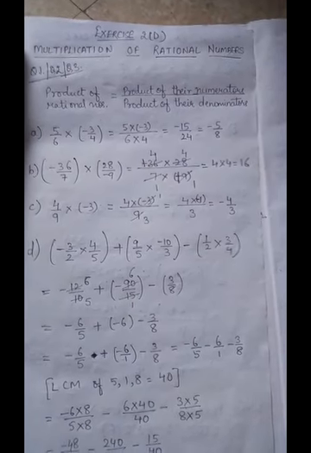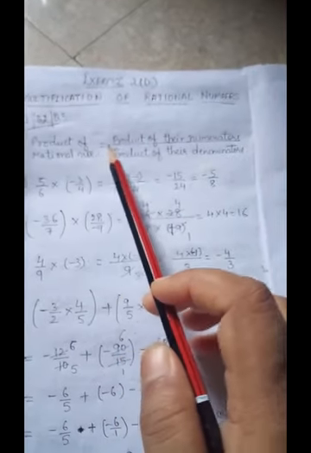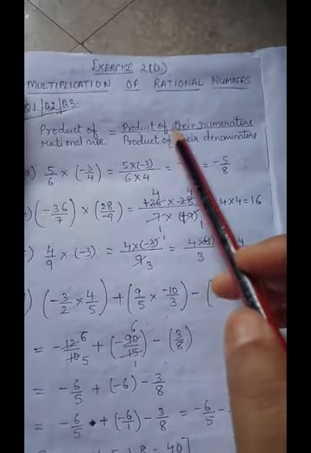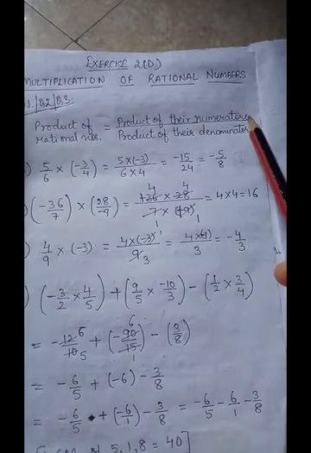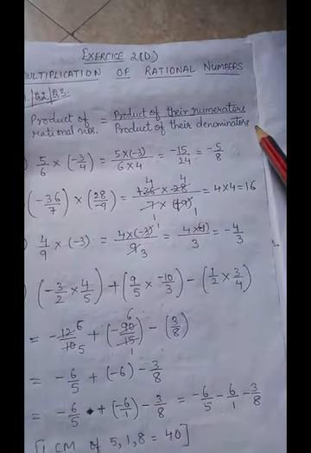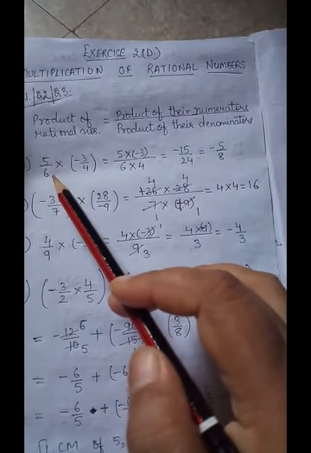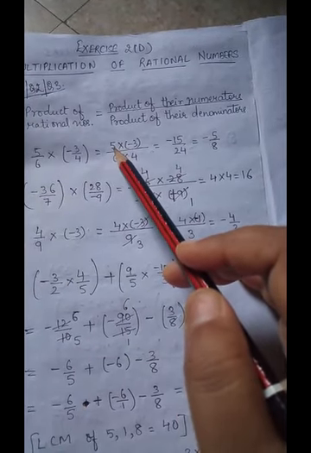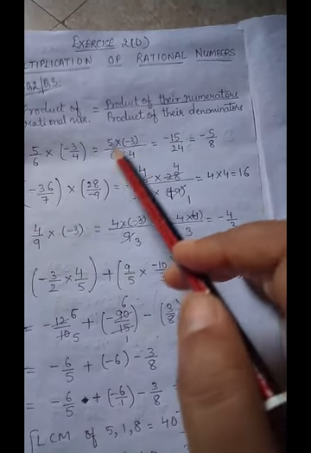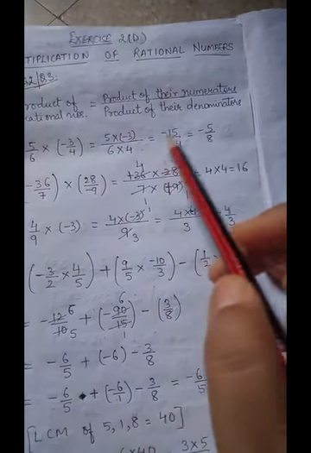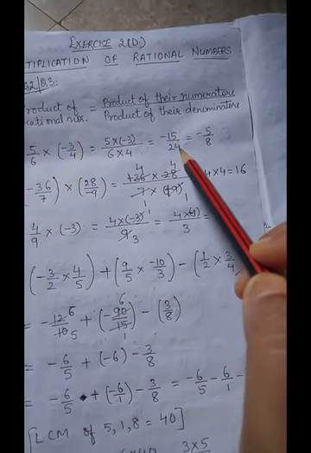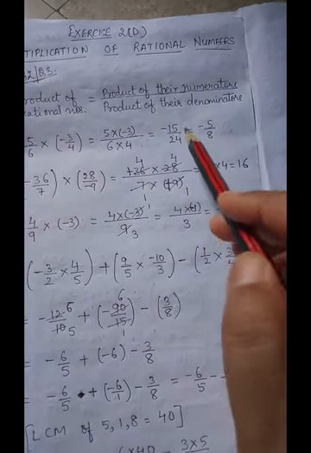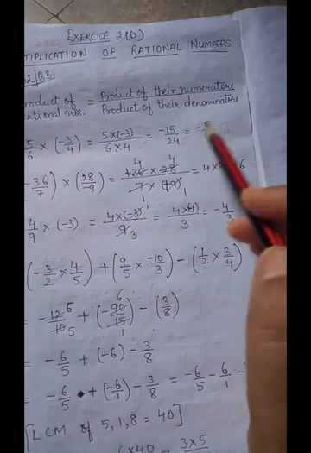So questions number 1, 2 and 3 of your book are almost similar. What you have to do is find the product of the rational numbers. Basically, for finding the product of rational numbers, it is product of numerators upon product of their denominators. So here, first example, 5 by 6 multiplied by minus 3 by 4. It will be product of numerators 5 into minus 3 upon 6 into 4. So you will get minus 5 upon 24. And after cutting this with 3, table of 3, you will get minus 5 by 8.